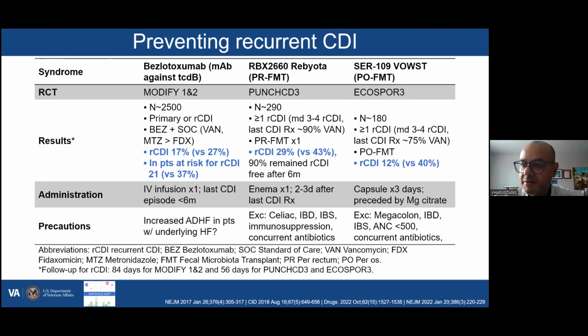Also, for your clinical knowledge, this is too new to be on the MKSAP this year or the next year. For patients with multiply recurrent CDI, there's 3 agents to help prevent recurrence. So if your patient is on their 3rd or 4th or 5th episode of CDI, start thinking about these and consulting GI or ID. These agents are a monoclonal antibody, bezlotoxumab, and 2 commercially available fecal microbiota transplant agents, Rebyota, which is an enema, and Vowst, which is an oral capsule.